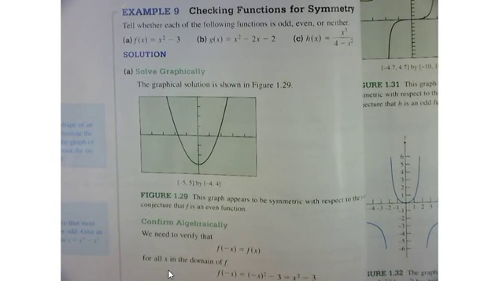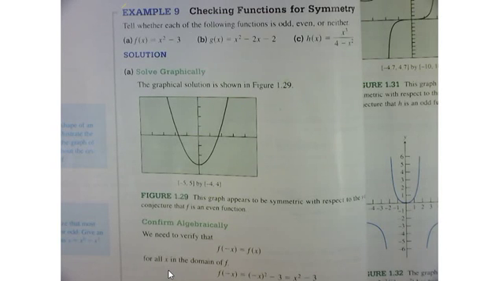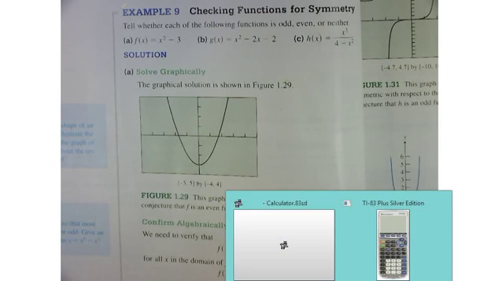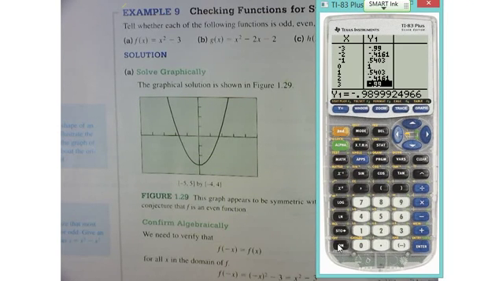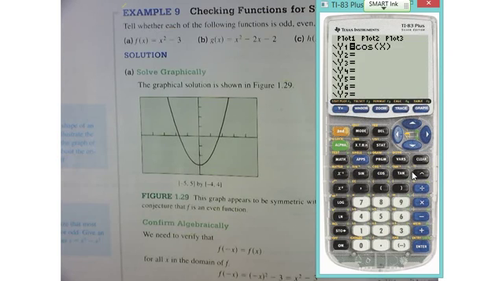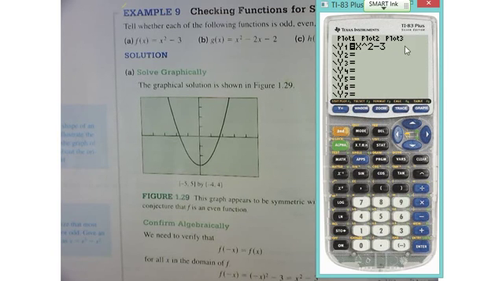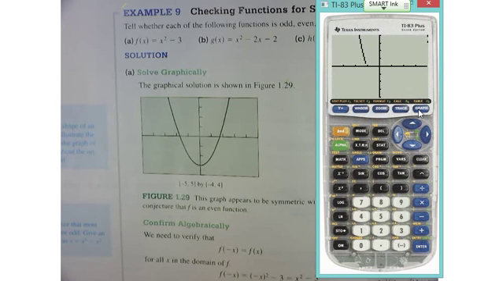So what we're going to do now is look at number 9 and check for function symmetry, and that will determine if something's odd or even. This is simple. We're just going to plug these into the calculator and then look to see if they're odd or even. My first one that I'm going to plug in is x squared minus 3. Now, is that symmetrical about the y-axis? Yeah.